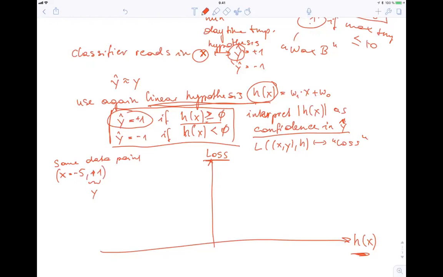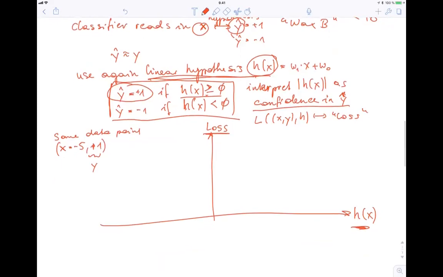we try out different hypotheses or different values of the hypothesis. So let's say here the value is zero. So remember, we threshold at zero. So here on this side, we would make the prediction y hat is plus one. And here we are very confident. So for very large positive values, we are very confident. Whereas close to zero, we have only little confidence in our classification that y hat should be one for this data point.